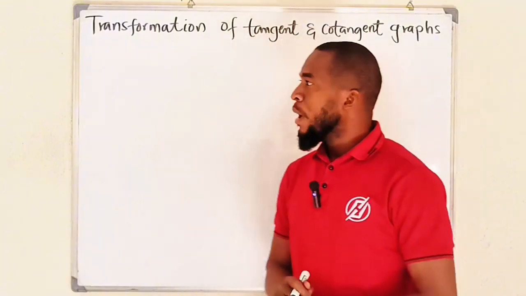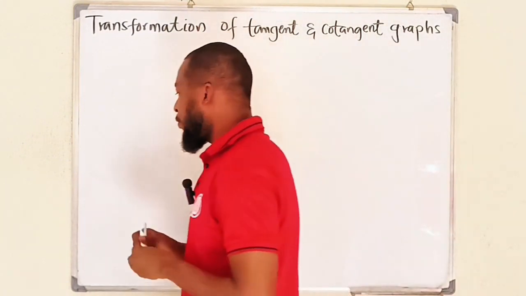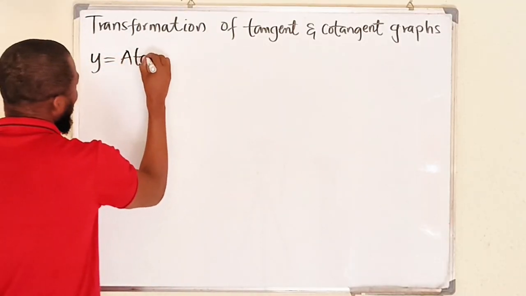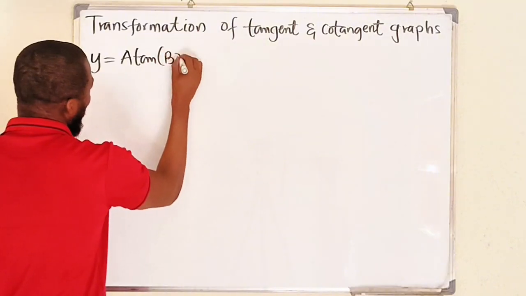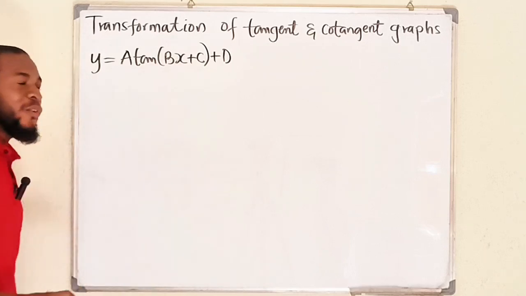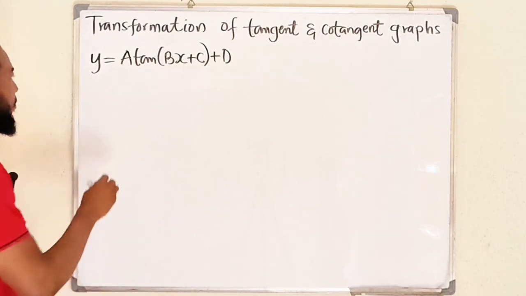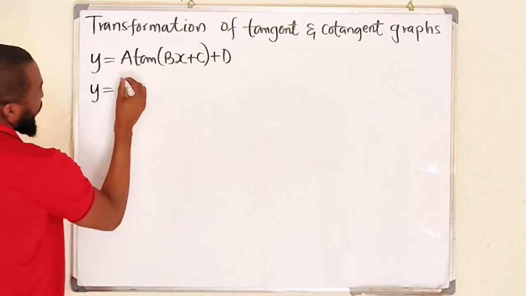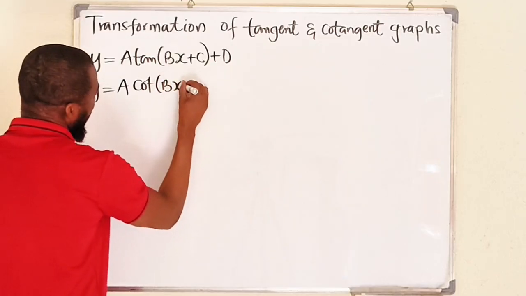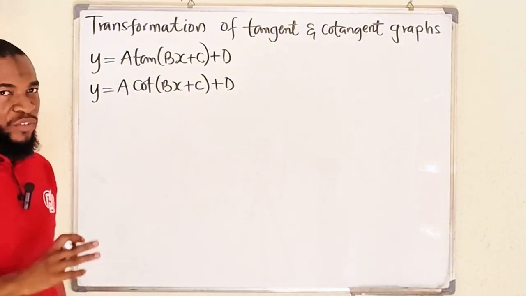Let's get started. I would like to start with the general form of tangent and cotangent functions. y = a tan(bx + c) + d. This is the general form of the tangent function, for which a, b, c, and d are all constants. y = a cot(bx + c) + d. This is the general form of the cotangent function.